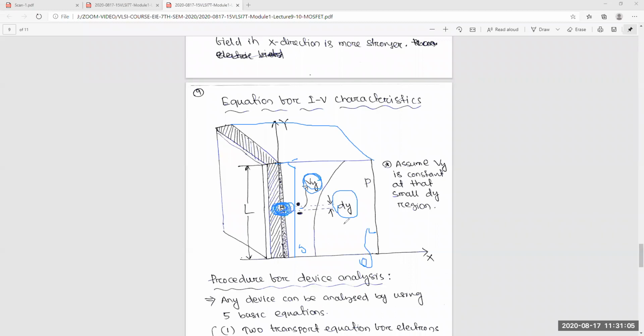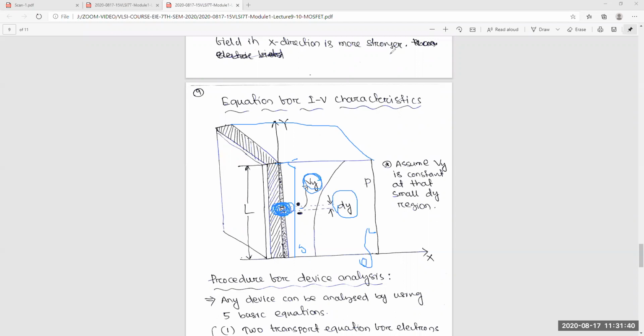It's not straightforward. We can say this is the cutoff region, this is the linear region, that is the saturation. That is very easy if you understood everything. But how did those equations come? What is the origin? You will calculate from that. In this way, you will take a small dy region. We will calculate all the equations on that dy region, and then finally we will integrate. Then we will be able to derive the whole equation.